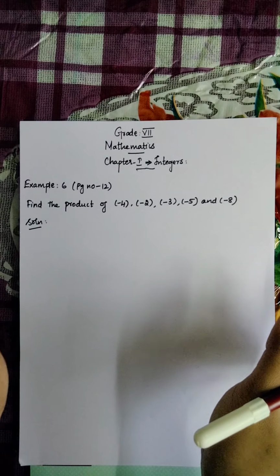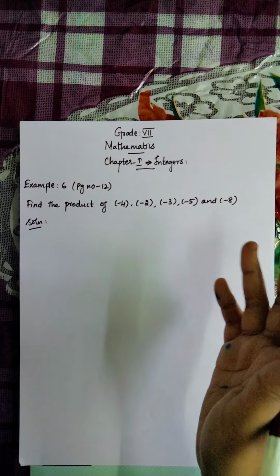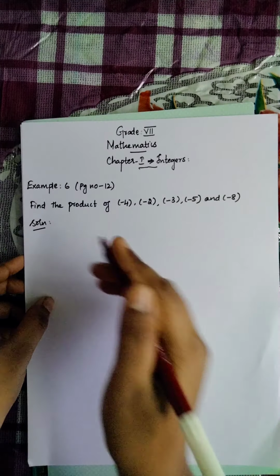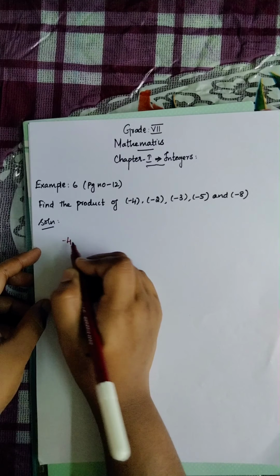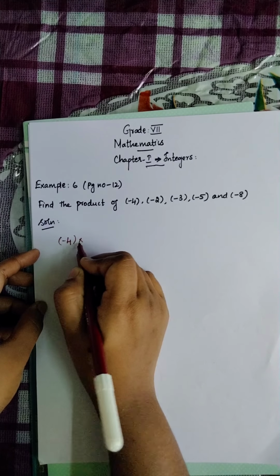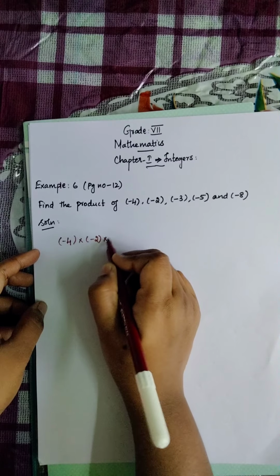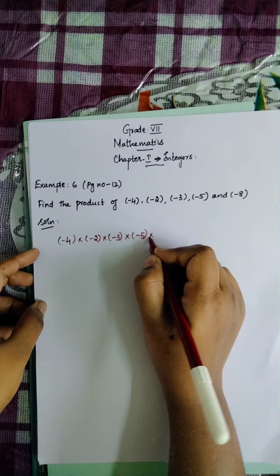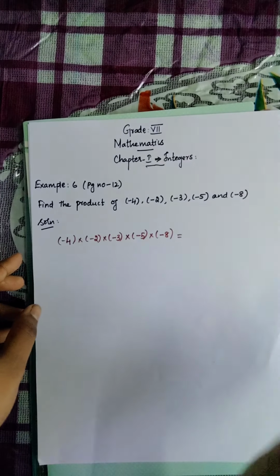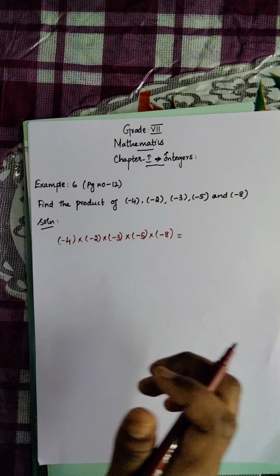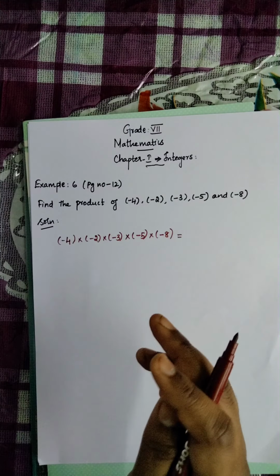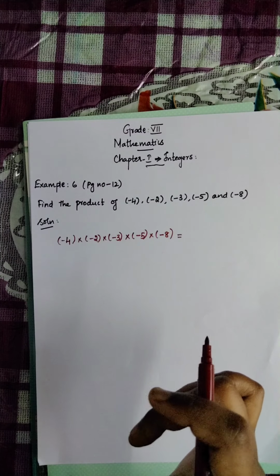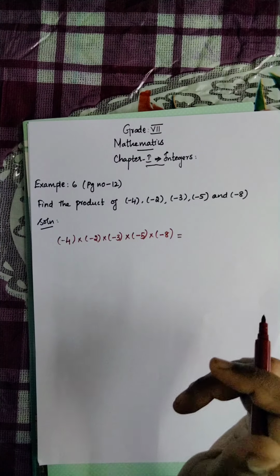Already you have learned multiplication of two integers, right? Here more than two integers are there. How will you find? First I am writing the question: -4 into -2 into -3 into -5 into -8. If there are two integers, you will find the product, right? Here there are totally 5 integers. How will you find?